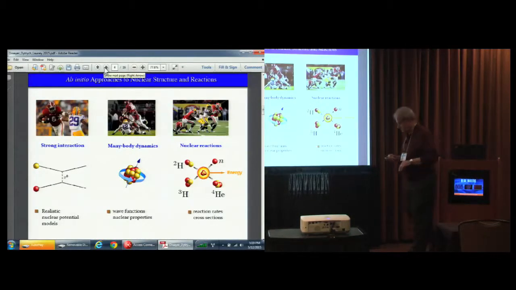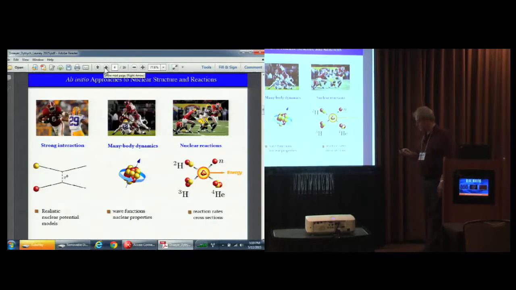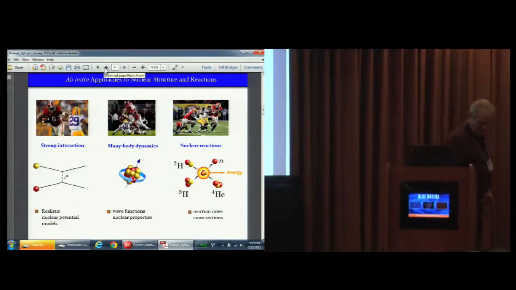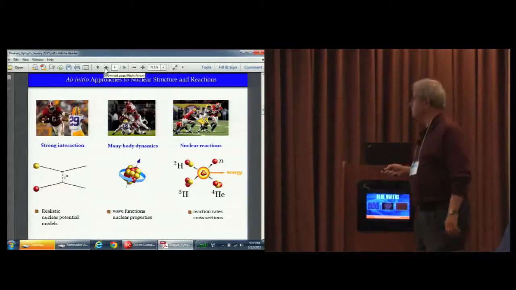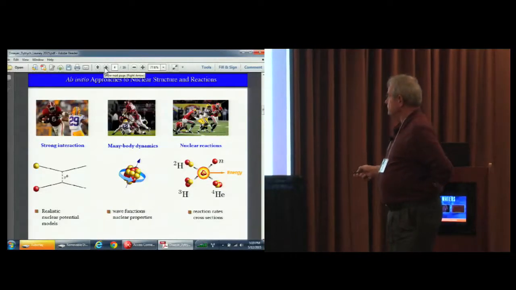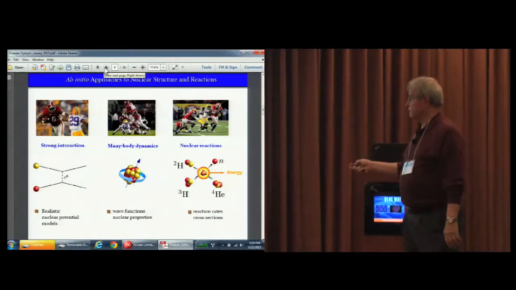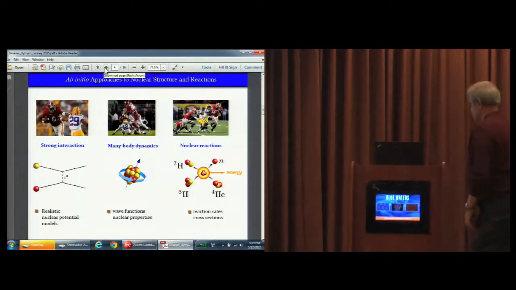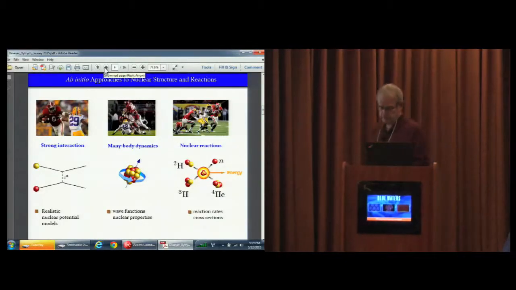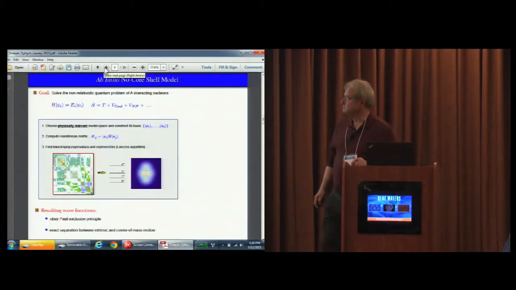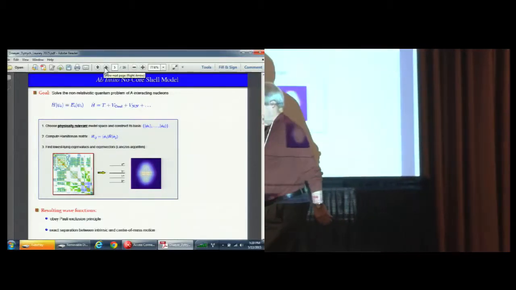This one I like to show for students when I give it to them. What is a strong interaction? It comes to you in many ways. This does happen to be LSU. LSU does play football, even though the SEC didn't win this year round. It's a strong interaction, but there's many body dynamics associated with it, and there's nuclear reactions. And all of those you get in studying the structure of matter, of nuclear matter in particular, and that's what we're interested in doing.